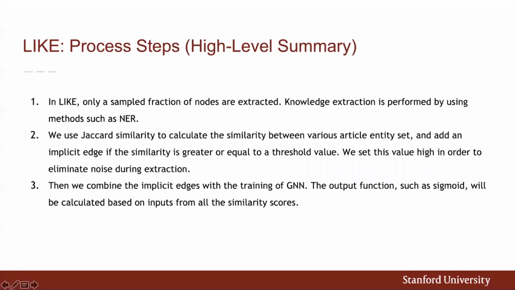To give a high-level summary of the process steps in the paper: first, only a sample fraction of nodes are extracted. Secondly, we use Jaccard similarity to calculate the similarity between various article entity sets and add an implicit edge if the similarity is greater than or equal to a threshold value. And finally, we combine the implicit edges with the training of the GNN.